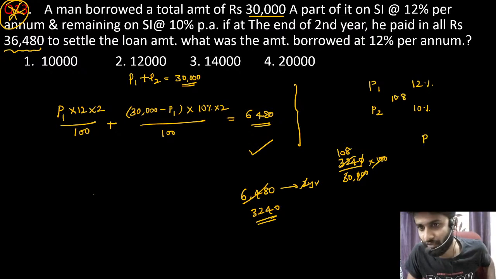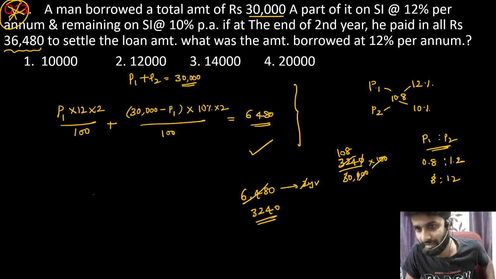Now just find the ratio of P1 is to P2. Now we are taking a ratio. P1 value means the difference of these two numbers. The difference of these two numbers is equal to 0.8. Again, the difference of these two numbers is exactly equal to 1.2. Now the ratio becomes 8 is to 12. Now 8 is to 12 means definitely the value becomes 2 is to 3.